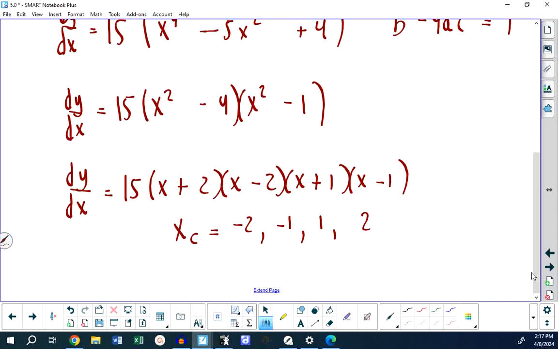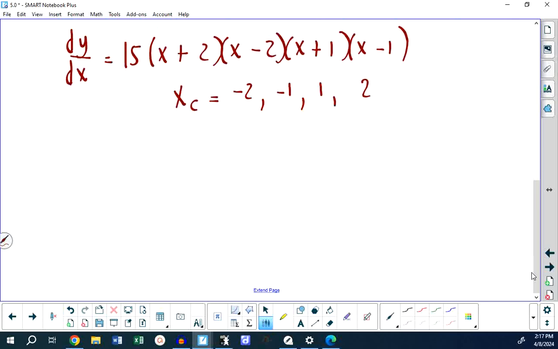So what does that mean? It means that at x equals -2, there could be a max or a min. Maybe there isn't. Similarly at -1 and at 1 and at 2. In order for us to find out which, if any, of these critical values of x are locations of max-min points, we need to do a first derivative chart.